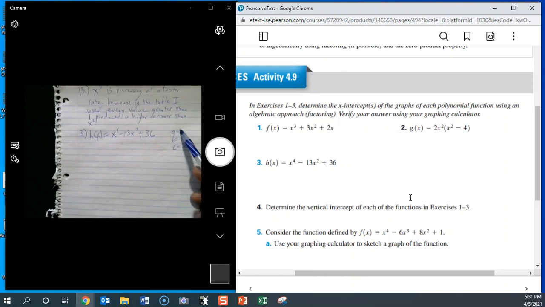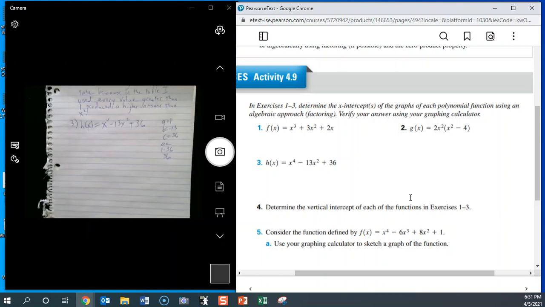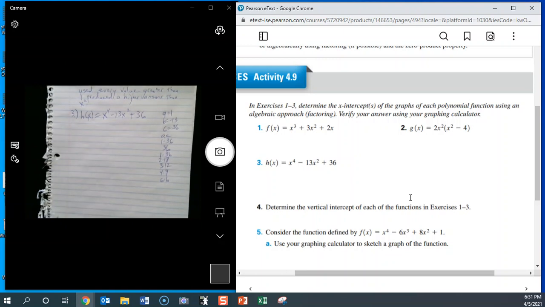Okay, so we take a times c, which will give us 1 times 36, which is 36. So we're going to take the factors of 36, which is 1 and 36, 2 and 18, 3 and 12, 4 and 9, and 6 and 6. These are the factors of 36.